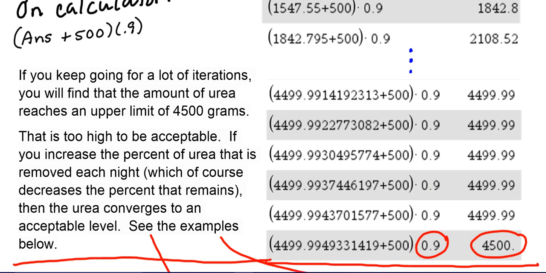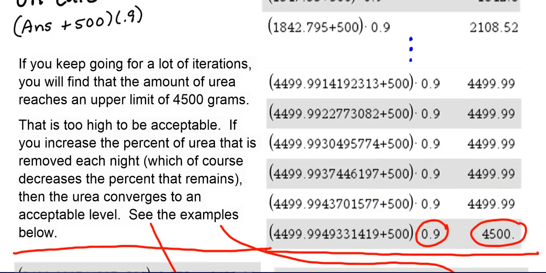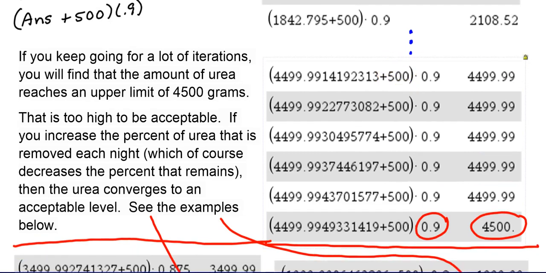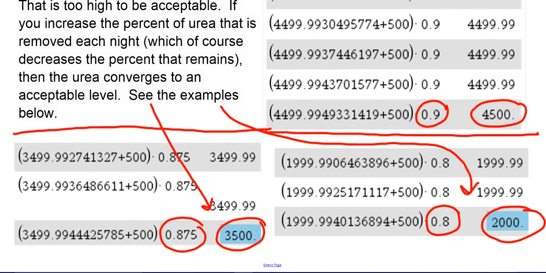So what would we have to do to make a sustainable level at 4,000 or below? Well, it would be helpful if we could take out a little bit higher percentage in the evenings. Or else the other alternative would be to allow fewer people in the pool, so this 500 amount is not as high. But if we want to keep 1,000 people in the pool, we're just going to have to remove more at night. So maybe buy another cleaning machine or something.